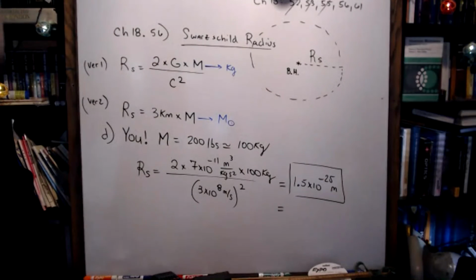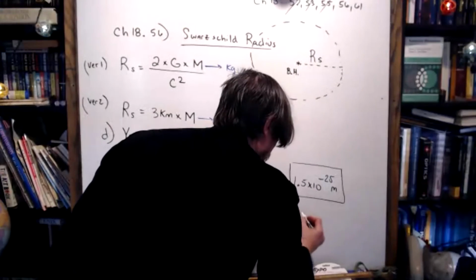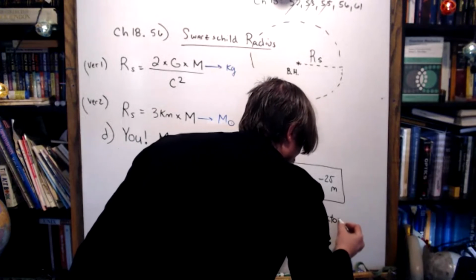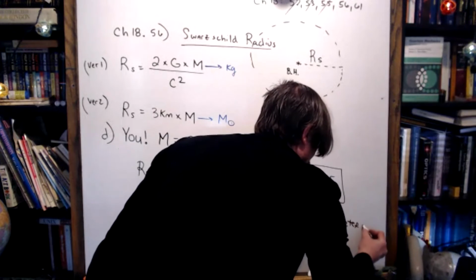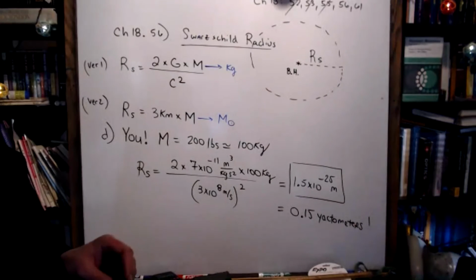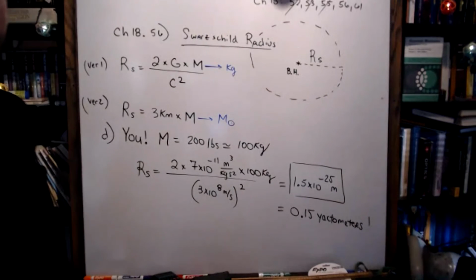It'll be 0.15. Very good. 0.15 yoctometers. That's how small you would have to be compressed to turn your body into a black hole.